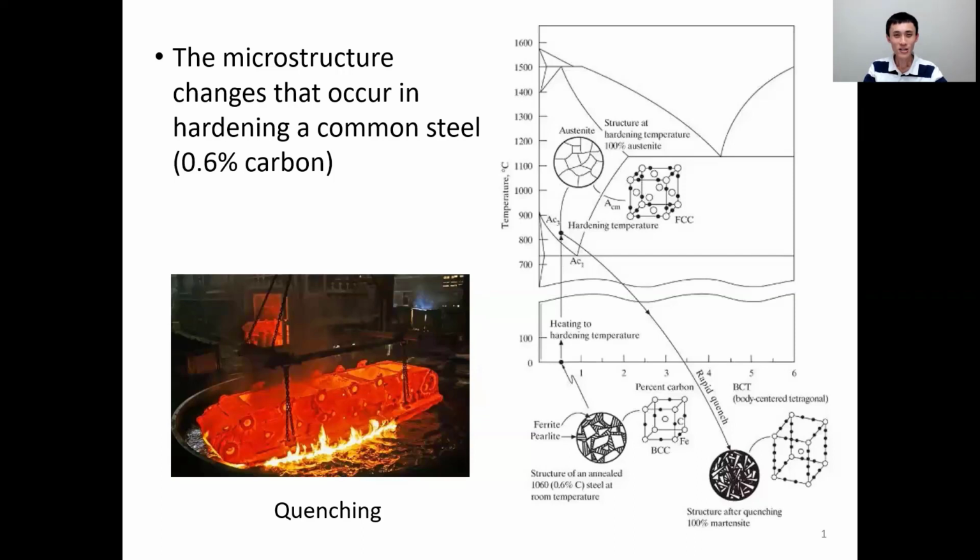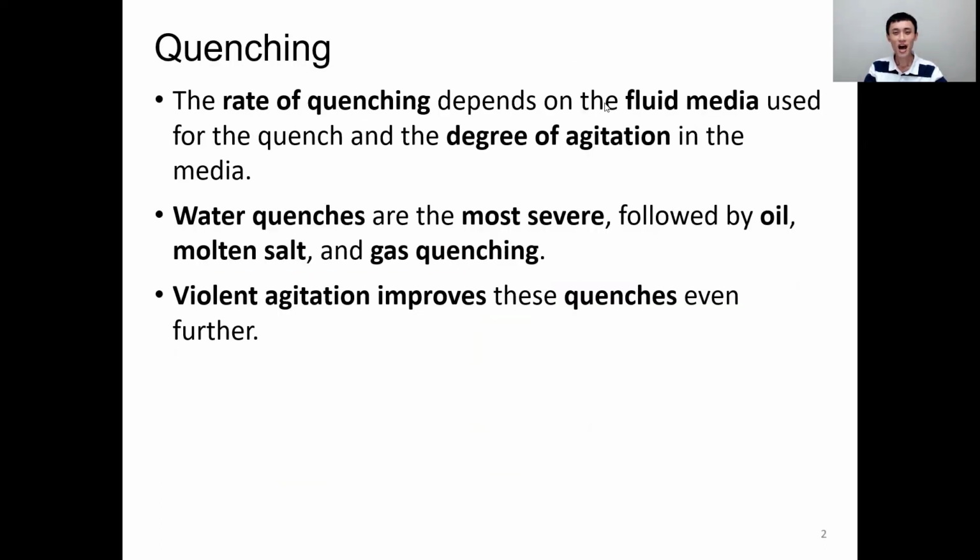So first is quenching. Quenching means you heat up the steel into the austenitic temperature, and then you suddenly drop that red hot steel into cold media, such as water or oil. The purpose of quenching is strengthening or hardening the material, and the result is to form the martensite phase. The quenching rate depends on the fluid media and also on the degree of agitation.